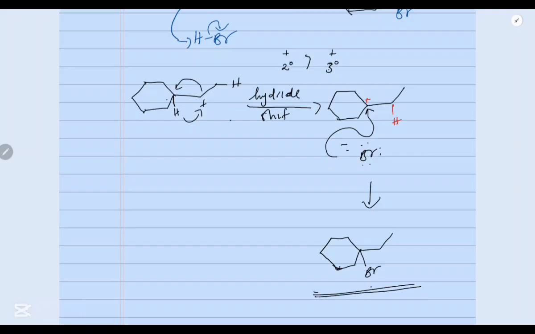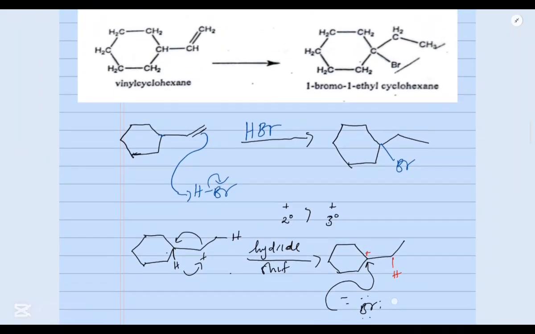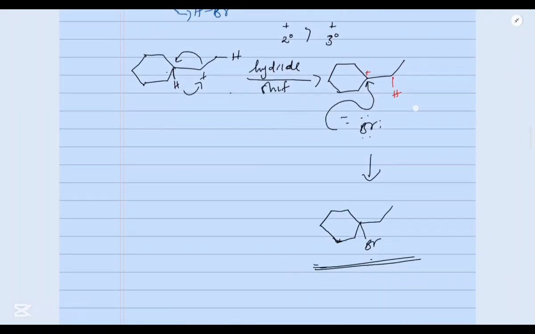Meaning this is the end of the problem. If you check now, this is exactly the product, 1-bromo-1-ethylcyclohexane, meaning the problem has been solved.